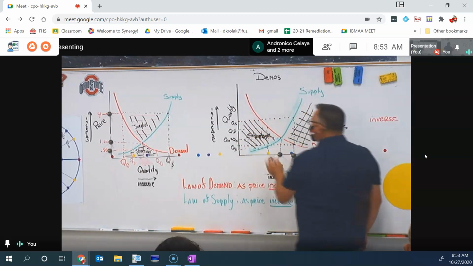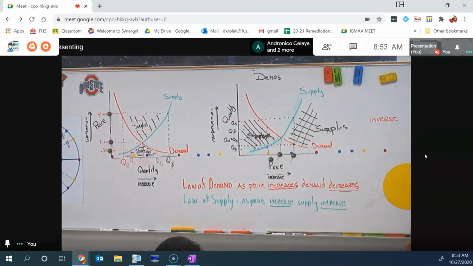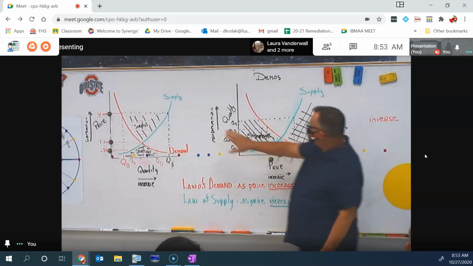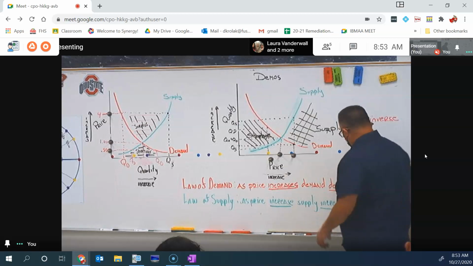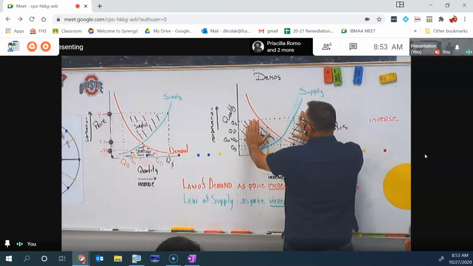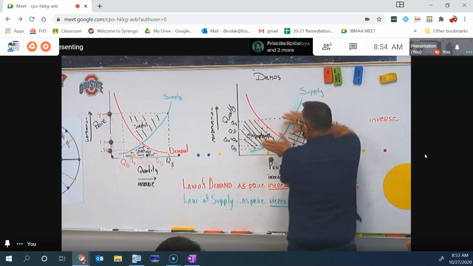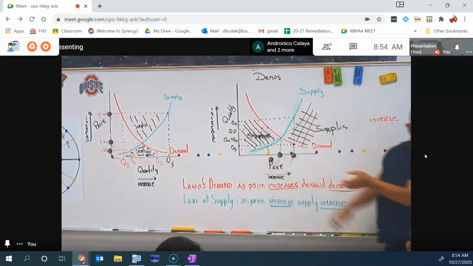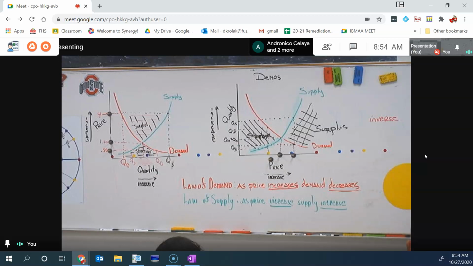So when we draw the graph on Desmos here, you'll see we're going to draw a price increase. And you have to realize that surplus and shortage is here. Got that?